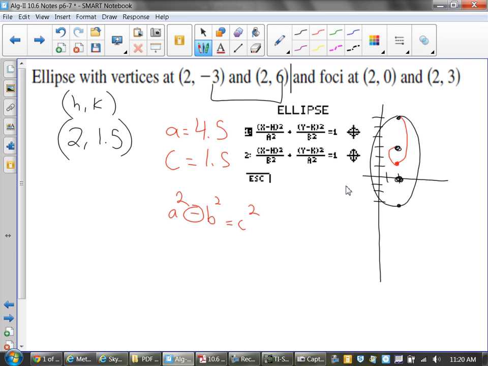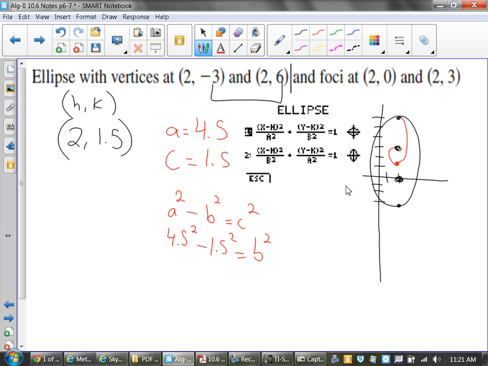With the hyperbola it was a minus sign between the two fractions, so then it was a plus sign with a squared plus b squared. They're opposites. If you do a couple of these, you'll start to remember that. So all I have to worry about now is filling it in. 4.5 squared minus 1.5 squared is b squared. All I did there was move the c squared over, and move the b squared to the other side at the same time.